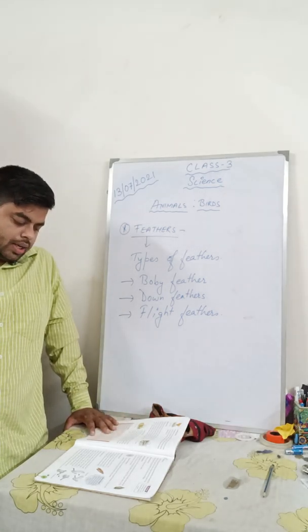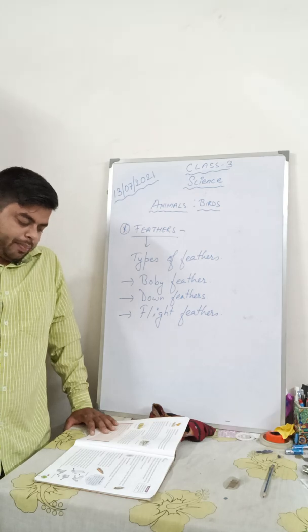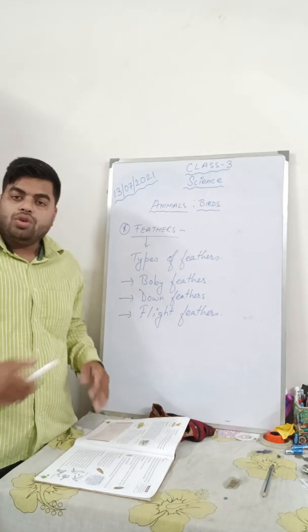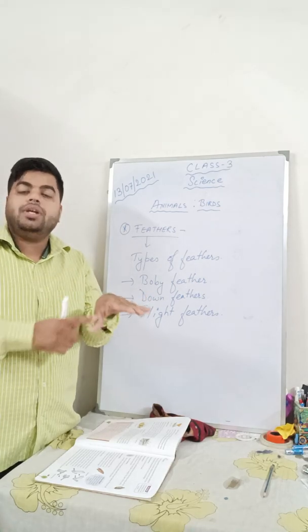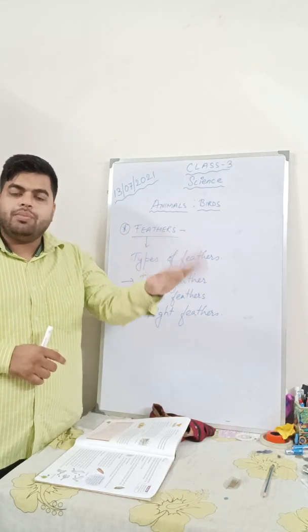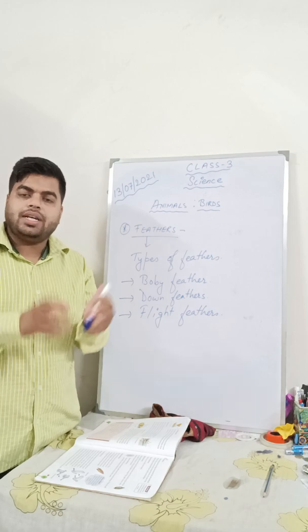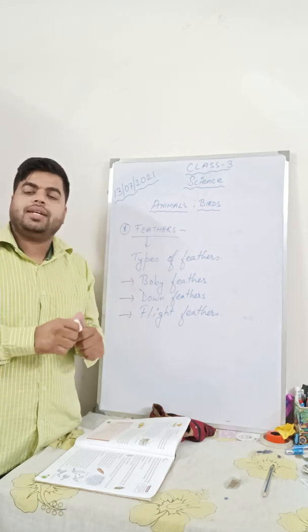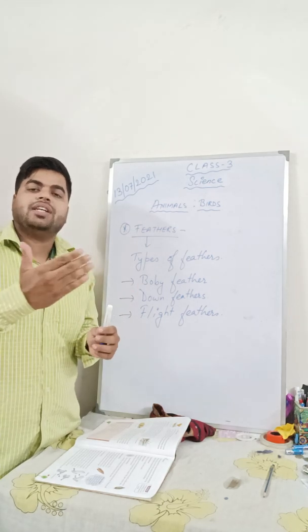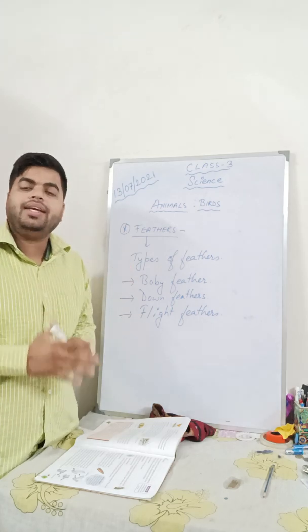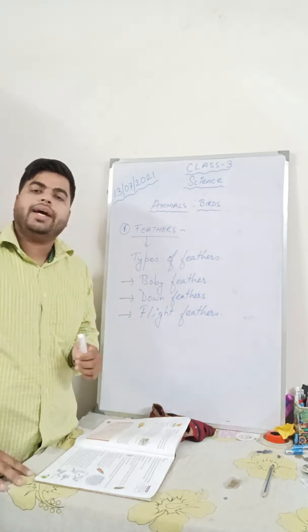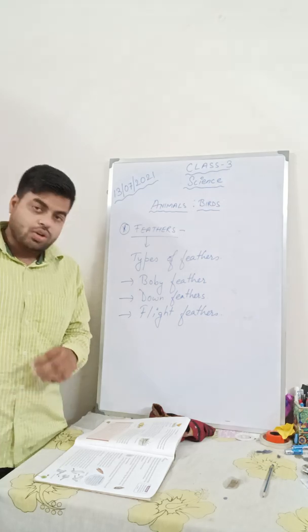Wing feathers are strong and used in flapping. Tail feathers help the bird to change its direction during flight. The feathers present in the wing help them to flap. Flap means they move the wings. The long feathers present in the tail help them to change direction. If the bird wants to change direction while flying, it uses the tail feathers. I hope all of you have understood.